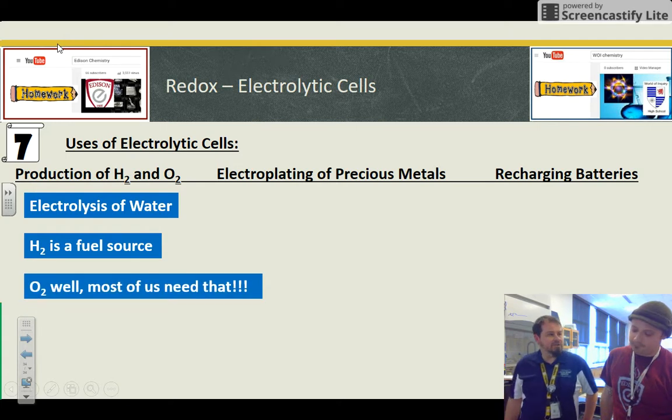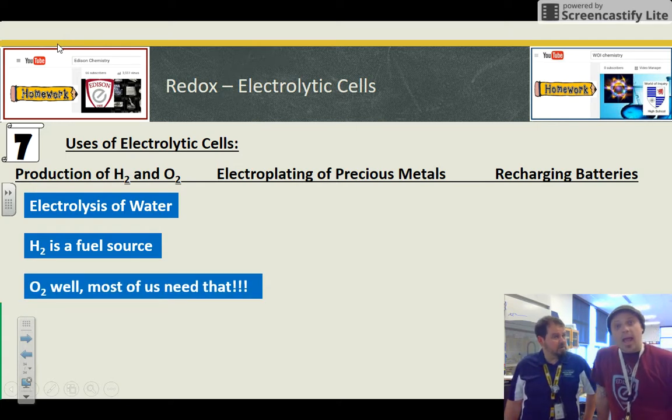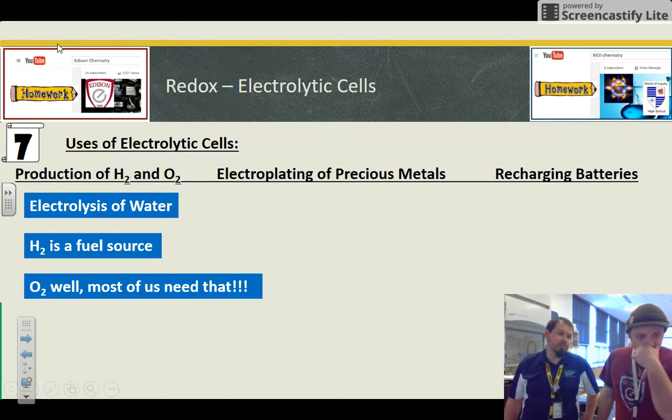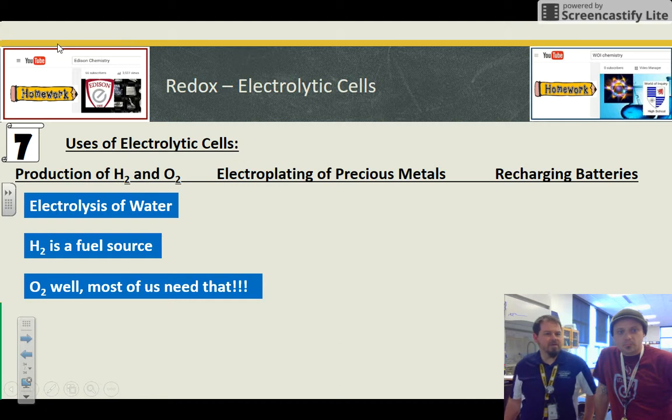Well, hydrogen is a fuel source. Hydrogen cars were going to exist for a little while. Yeah, we discovered that electricity and batteries are actually better. Yeah, well, probably more efficient. But guess what? I think we all need oxygen.